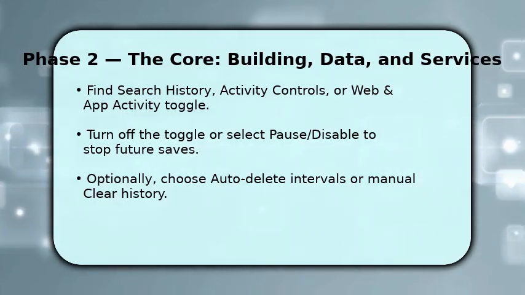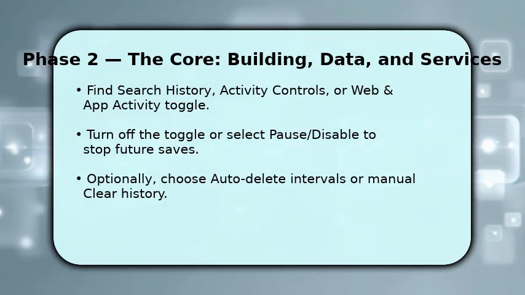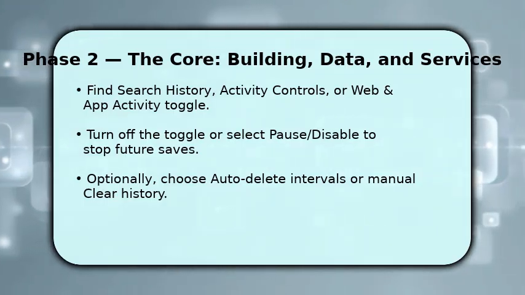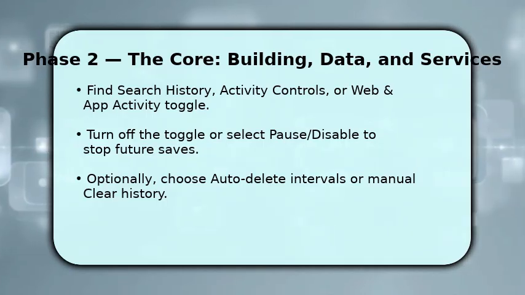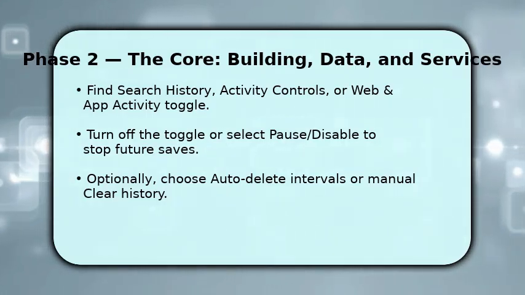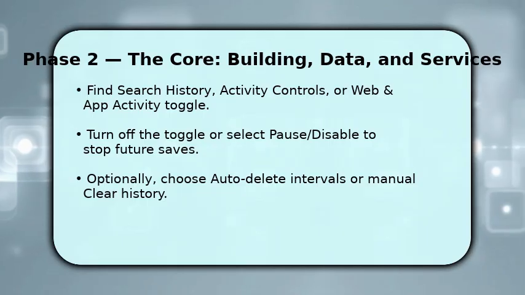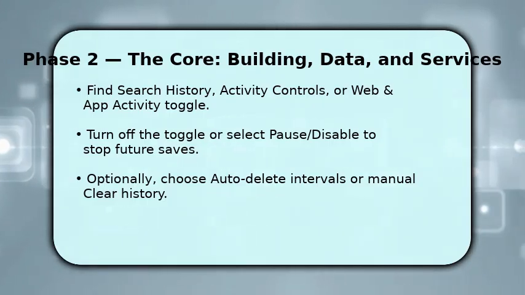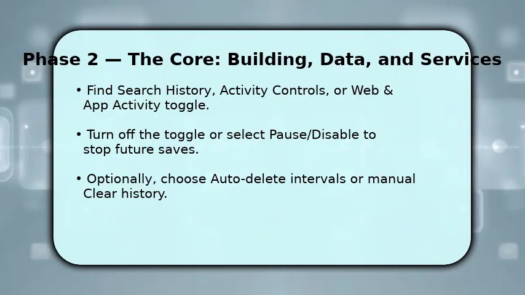That's the key step. If available, set an auto-delete interval like 3 months or 18 months to reduce future buildup, or select manual clear if you want immediate removal. Once done, confirm any dialog boxes that explain consequences and make sure changes synced across devices.